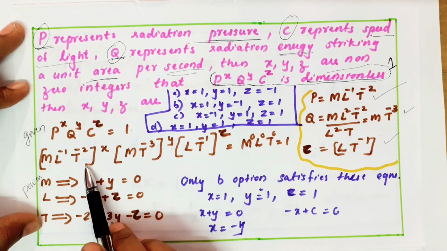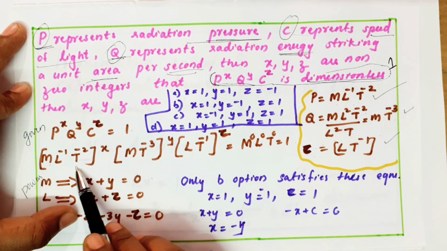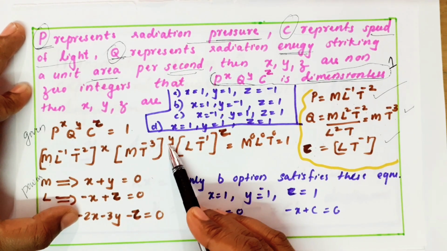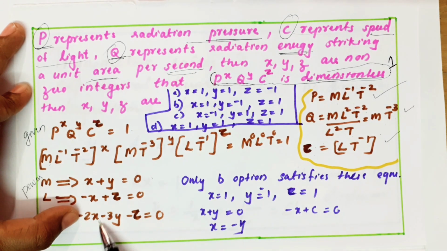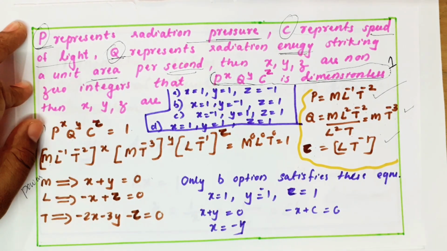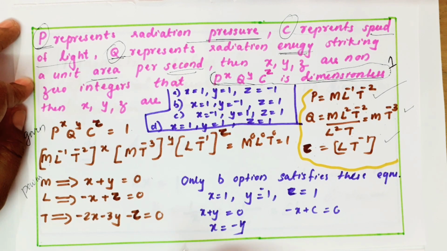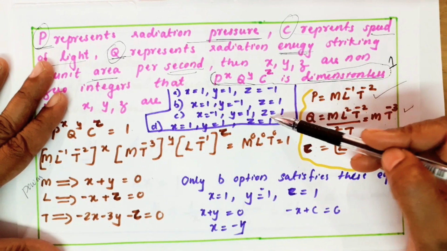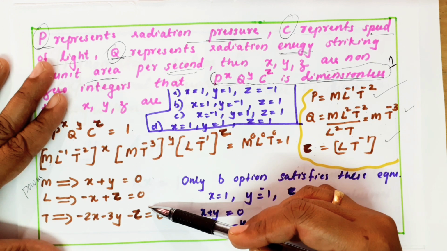Next is equate the power of T. Minus, how many powers are there? Here 1 T, here 1 T, here also 1 T. 3 T's are there. Minus 2x, minus 3y, minus z is equal to 0. So I got 3 equations. Normally these types of questions we can solve and find out. But in this question, solving and finding out is coming as difficult. Then after that, what you can do is a tricky method of solving. A tricky method of solving means among the 4 options, you check which one satisfies this condition.